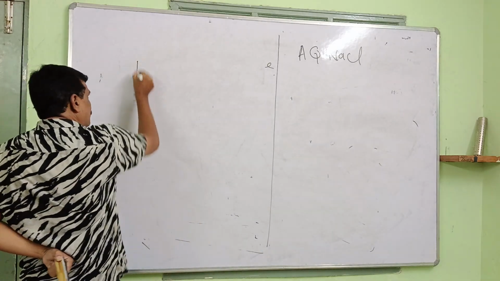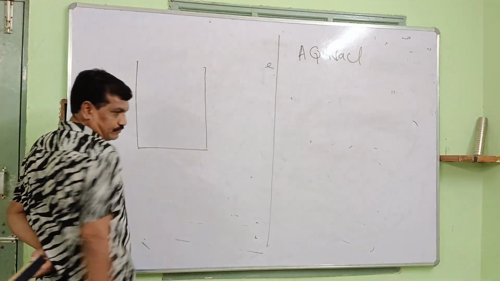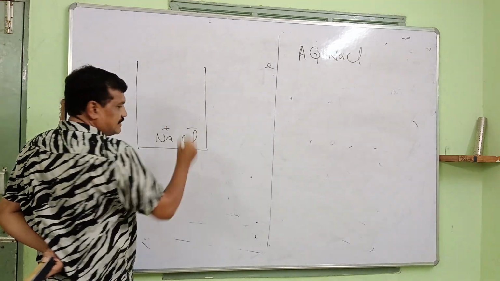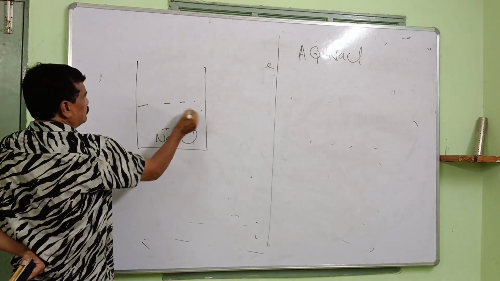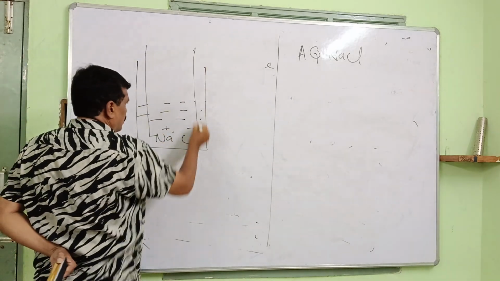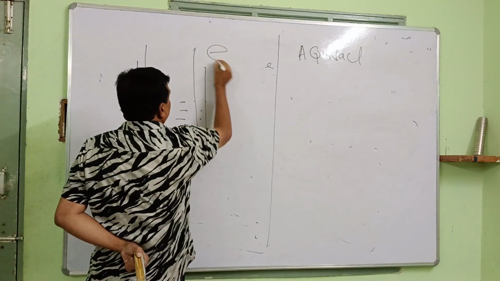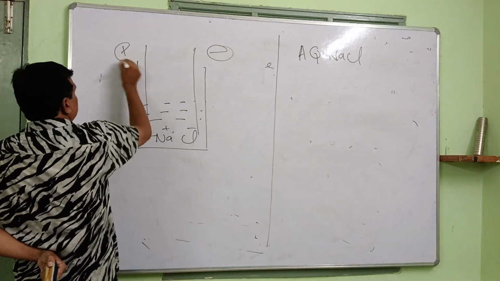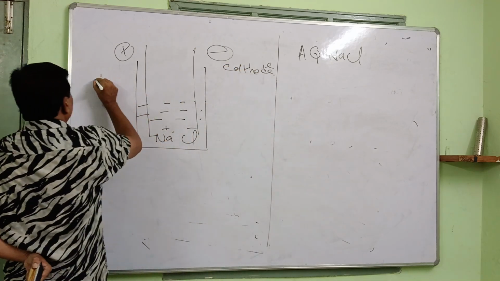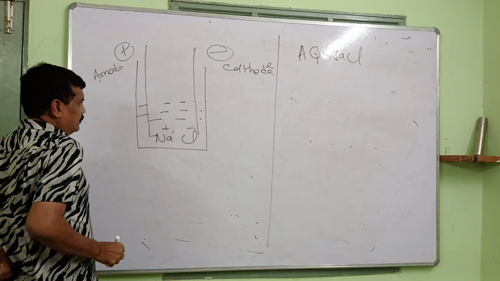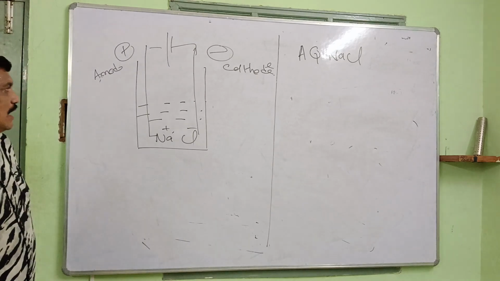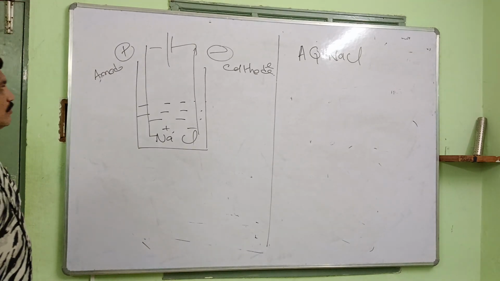The same vessel is taken. NaCl powder is taken, Na plus and Cl minus, and water is completely filled in it. So there is a positive rod and a negative rod. It is the same phenomenon: the negative rod is the cathode, the positive rod is the anode. The two are connected with a battery.